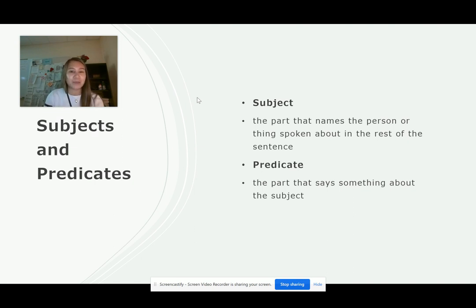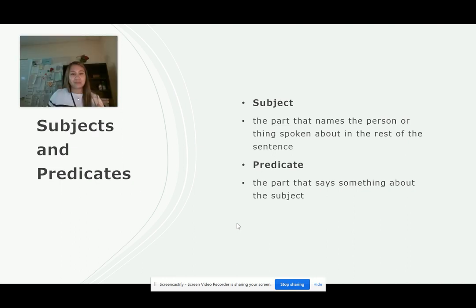Now, on the other hand, when we say predicate, the part that says something about the subject, the part that describes your subject, the part that describes your topic, that says something about it could be an action. Most of the time, it's an action that the subject is doing, and that's your predicate. Okay, don't forget to sum up this slide. We have two important parts of your sentence, that is the subject, and then that is the predicate. Okay, subject, topic, predicate, it says something about your subject.